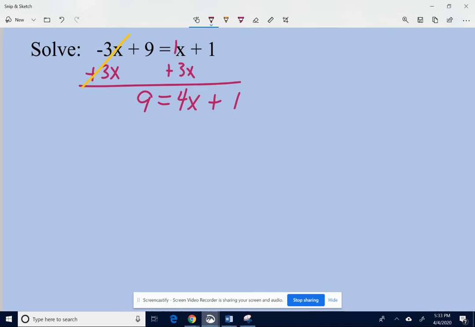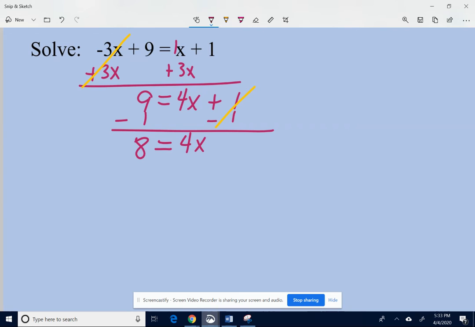Now we want to get those x's completely alone by getting all of the numbers on the other side. So I want to get rid of the added 1 by subtracting 1. I'm left with 9 minus 1 on the left, which is 8. Bring down the equals, bring down the 4x. 1 minus 1 goes away.